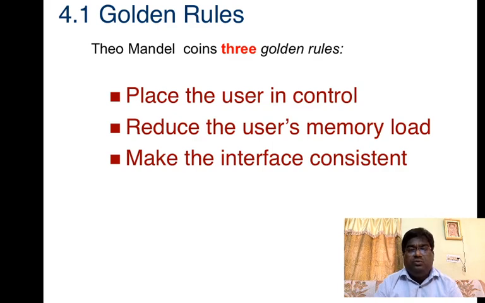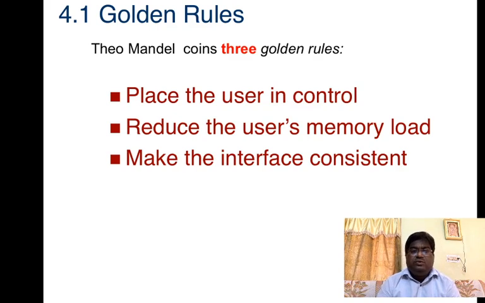Okay, to build a good interface, we need to follow three golden rules. This is the first topic. Today's first topic is golden rules. There are three golden rules. The first rule is place the user in control. The second one is reduce the user's memory load. The third one, make the interface consistent. So we will go for the first one, place the user in control, because the user is the person who directly communicates with the component or program.